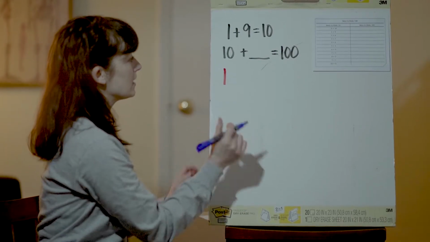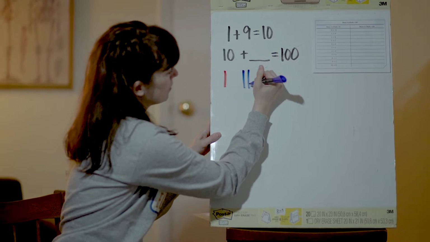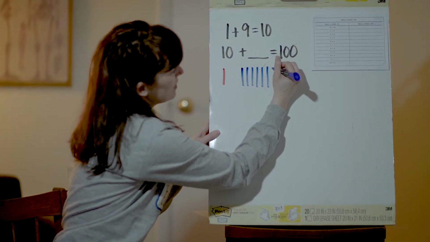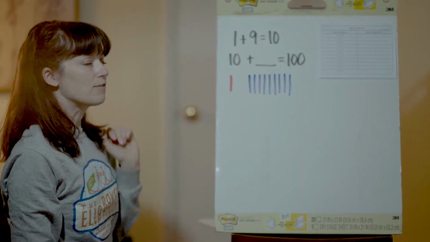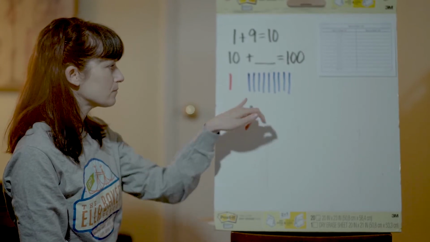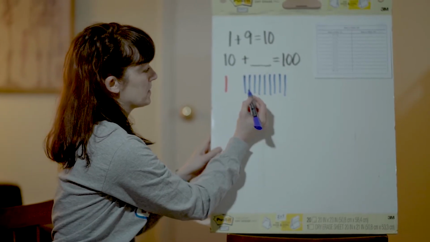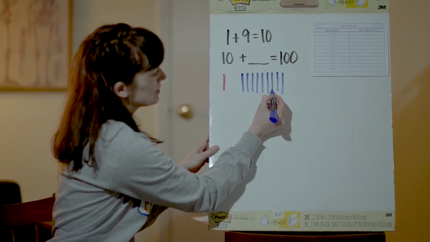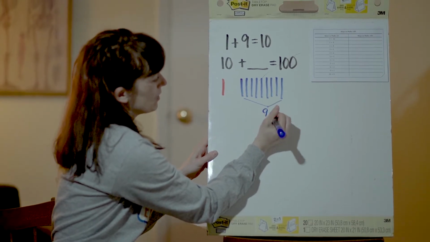So we have 10 here, then we need 20, 30, 40, 50, 60, 70, 80, 90, 100. So now I've gotten all the way to 100. I need to count to see how many tens I've used here, so how many strips I have. I have 1, 2, 3, 4, 5, 6, 7, 8, 9. So that is equal to 9 strips.